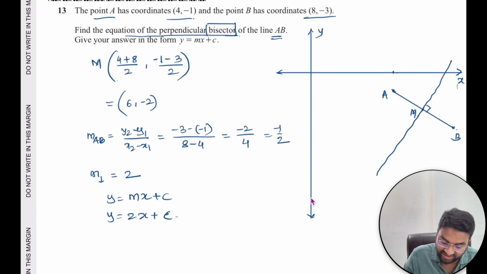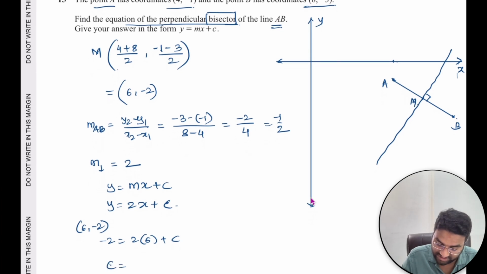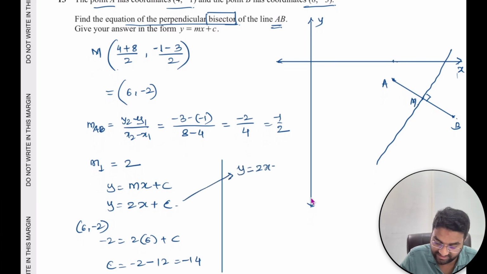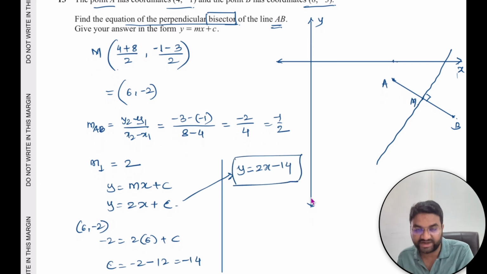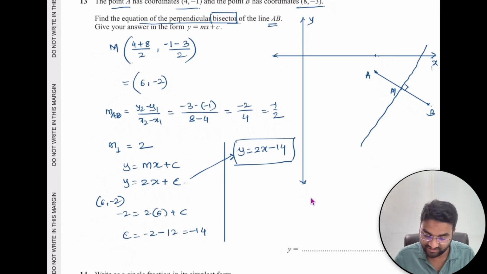You can substitute this midpoint (6, -2). So -2 is equal to 2 times 6 plus c. So we will get c is equal to -2 minus 12, which is -14. So we will get the equation as y is equal to 2x minus 14. That's it. This is how you have to find the equation of a line step by step. This is a 5-mark question, so you have to write these many steps as well. I hope you are getting all this part.